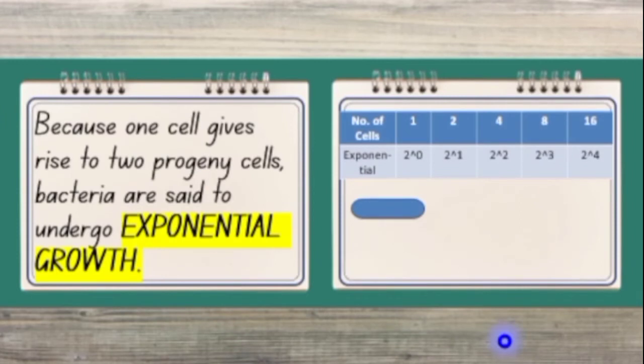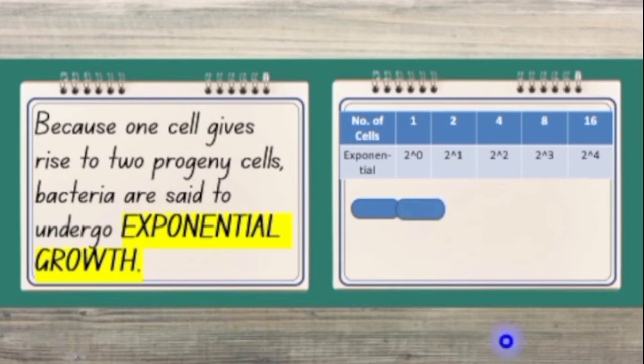Now, because one cell gives rise to two progeny cells, bacteria are said to undergo exponential growth in just a matter of hours. Let's take into consideration this table here. This is the number of cells. This is the exponential growth, wherein one cell will undergo binary fission to become two daughter cells. And of course, after 4 generations, the single bacterial cell will become 16. And that happens in only a few hours or less than an hour. Okay?